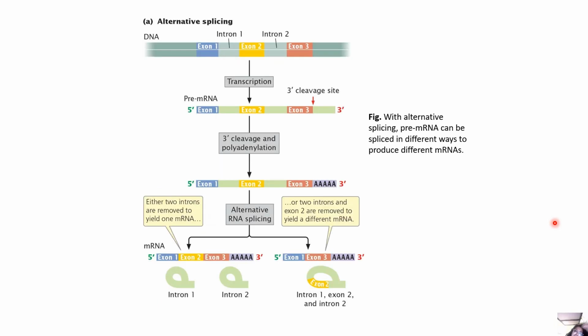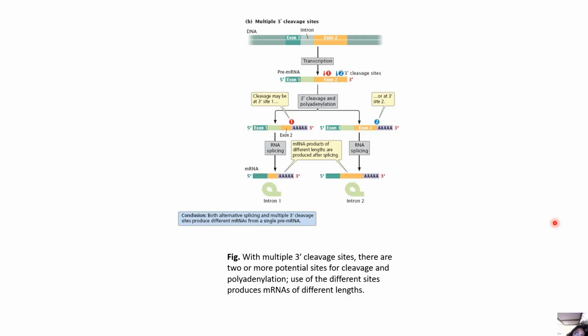With alternative splicing, pre-mRNA can be spliced in different ways to produce different mRNAs. Either two introns are removed to yield one mRNA, or two introns and exon 2 are removed to yield a different mRNA. So both alternative splicing and multiple 3' cleavage sites produce different mRNAs from a single pre-mRNA.